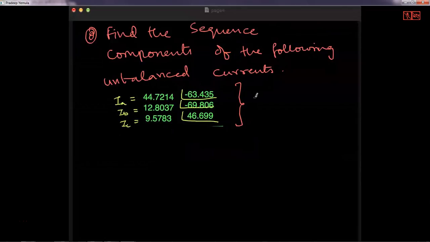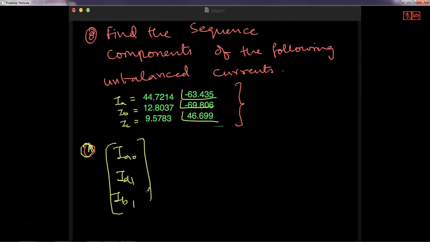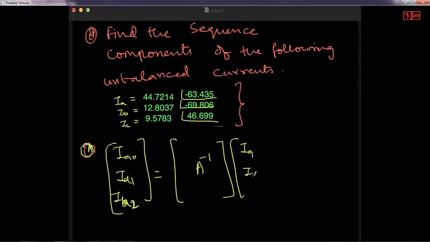So it's very easy. What you have to do: IA0, IA1, IB1, sorry, IA0, IB0 and IA2. This is zero sequence, positive sequence and negative sequence, equal to the A inverse matrix multiplied by IA, IB, IC. So this is what we have to do.